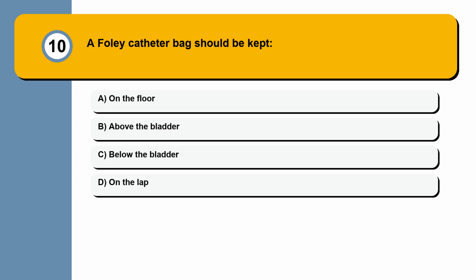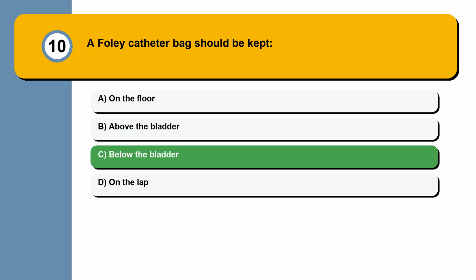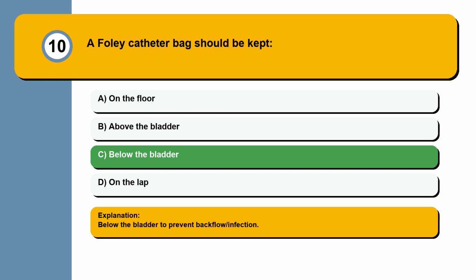Question 10. A Foley catheter bag should be kept on the floor, above the bladder, below the bladder, on the lap. Below the bladder to prevent backflow and infection.